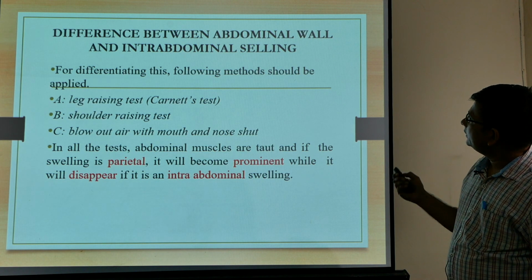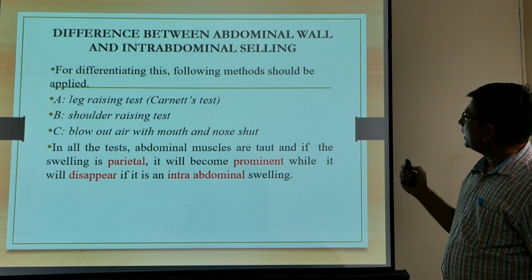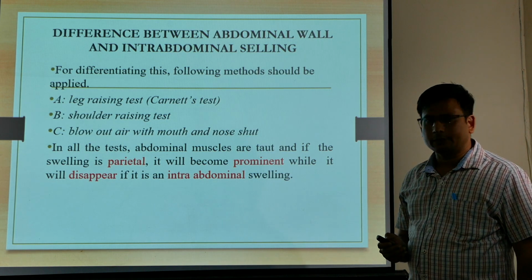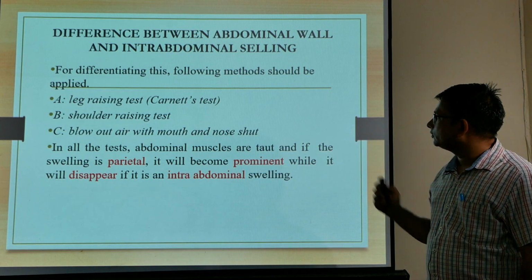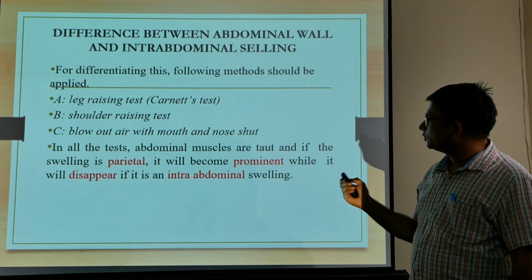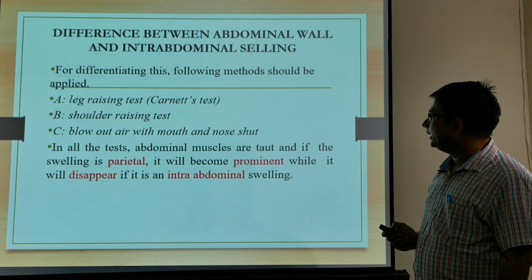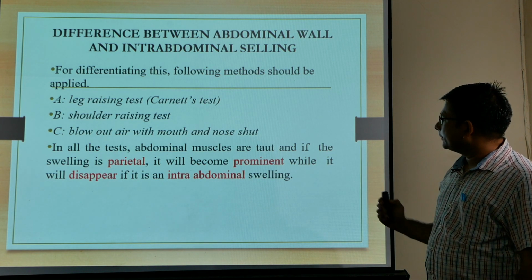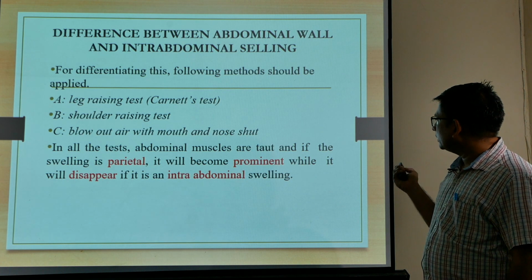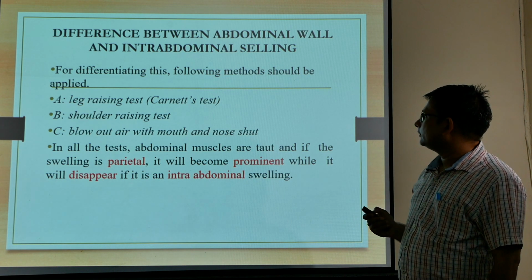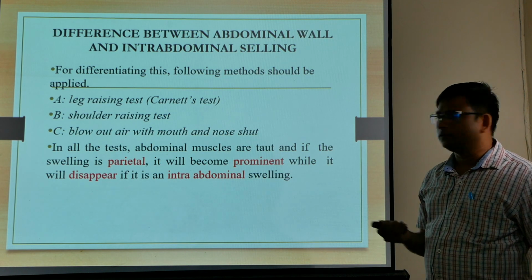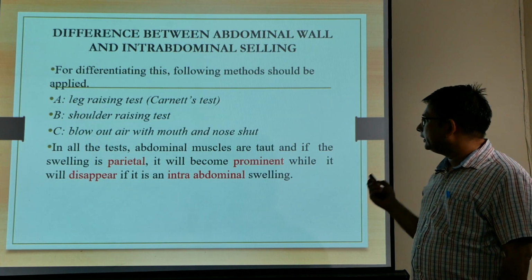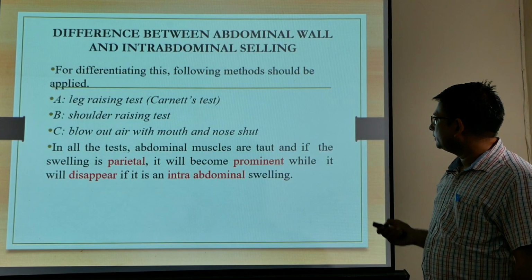How will you differentiate between an abdominal wall and an intra-abdominal swelling? To differentiate this, the following methods should be applied: leg raising test, which is also known as Carnot test, shoulder raising test, or blowing out air with mouth and nose shut. In all the tests, the abdominal muscles are taut, and if the swelling is parietal, that is, if the swelling is lying in the wall of the abdomen, it will become prominent, while it will disappear if it is an intra-abdominal swelling.